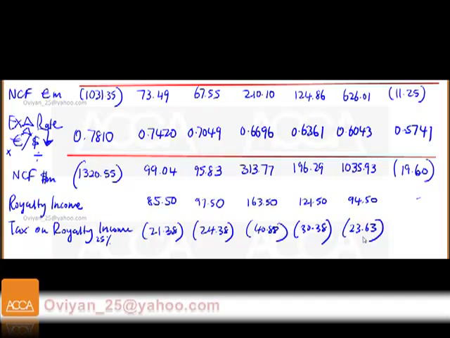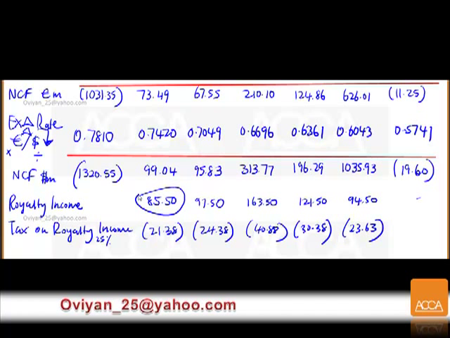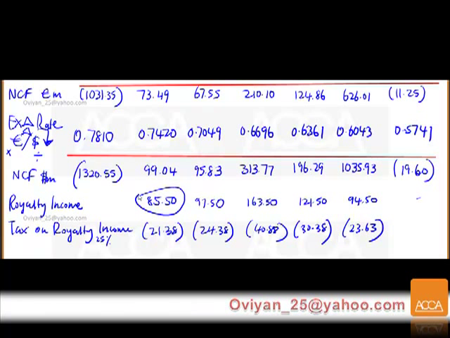Okay, you're going to get 23.63. The other way you can do here is you can take this net of tax straight away. You put 1 minus t to this figure and you're going to get these figures out straight away. Is that okay?